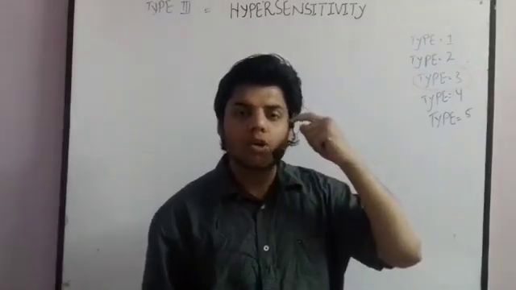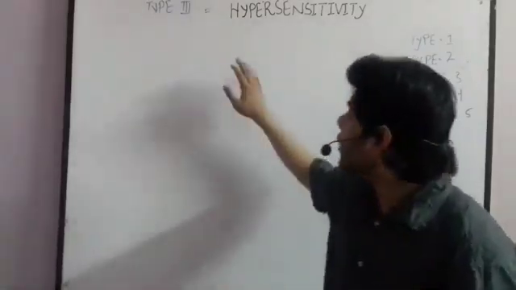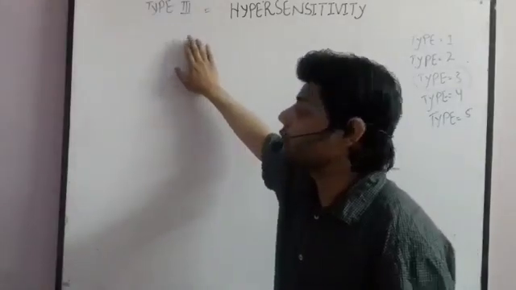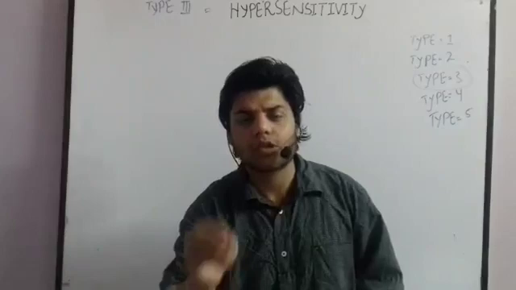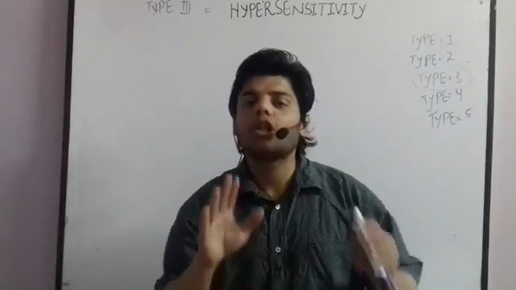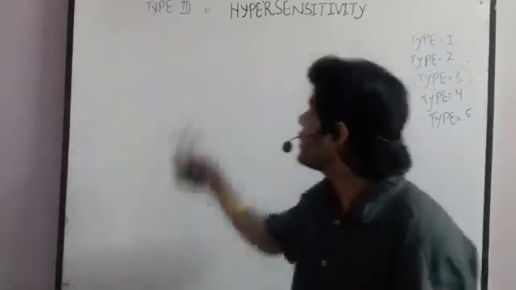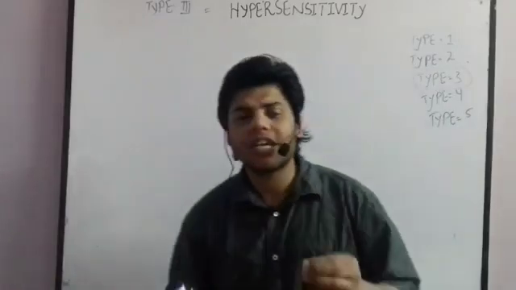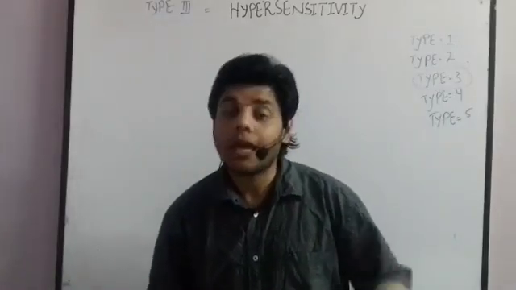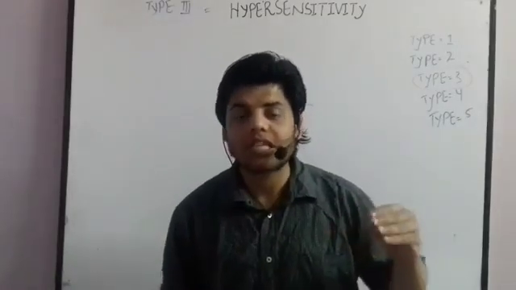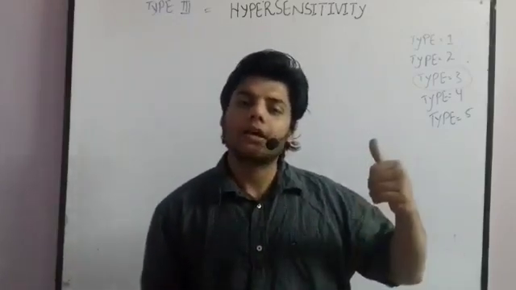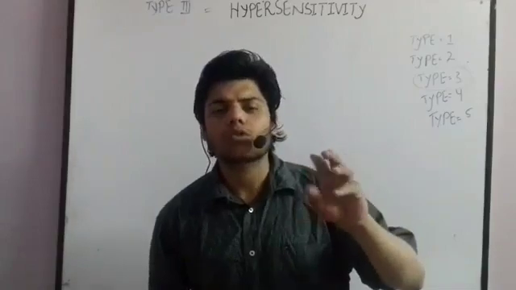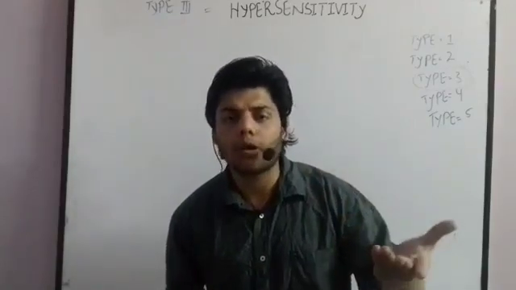Now in this video lecture, we are going to talk about type 3 hypersensitivity. But before understanding type 3 hypersensitivity, we need to understand the complement system, because type 3 hypersensitivity is related to the complement system. In type 2 hypersensitivity it is related to the blood group system, so that's why in type 2 we also talked a little bit about the blood group system.